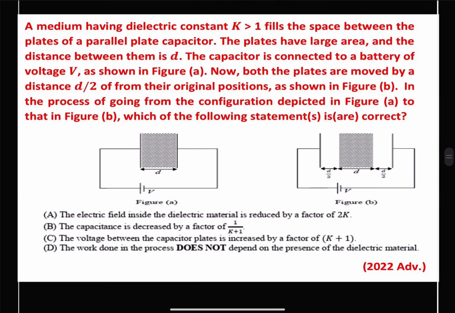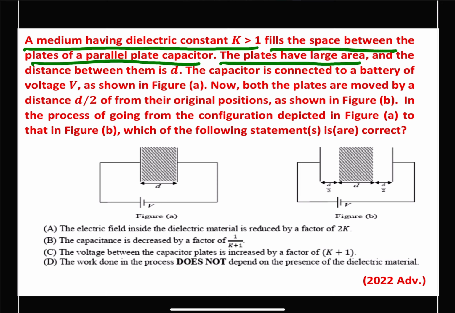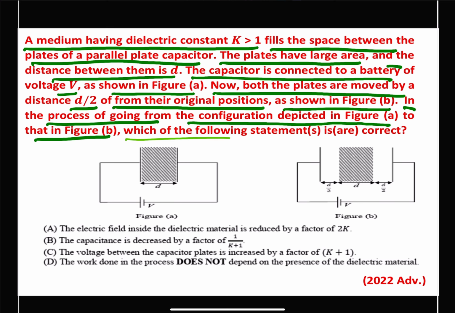It states that a medium having dielectric constant K greater than 1 fills the space between the plates of a parallel plate capacitor. The plates have large area and the distance between them is d. The capacitor is connected to a battery of voltage V as shown in figure A. Now both plates are moved by distance d by 2 from their original position as shown in figure B. In the process of going from the configuration depicted in figure A to that in figure B, which of the following statements is or are correct?